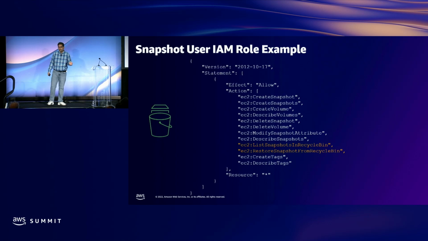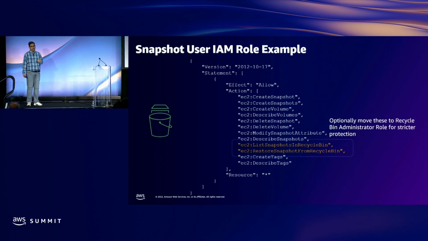Here's the snapshot user IAM role example. Specifically here, listing snapshots in recycle bin and restoring snapshots from recycle bin are listed as net new commands. You can optionally only store those in the recycle bin administrator role if you want stricter access.